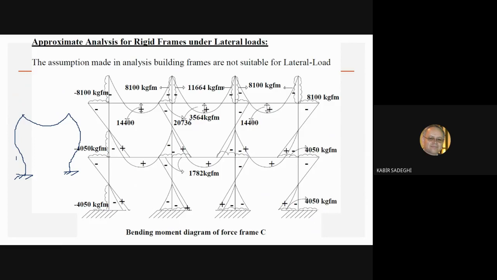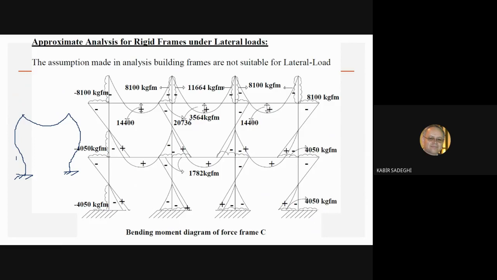Why? Because for tension and compression, the steel has the same strength. Fy for tension and compression, they are the same. But in concrete, the compression is good enough, but the tension strength of concrete is very weak. We should know where the tension is, and we cover that by putting in reinforcement.